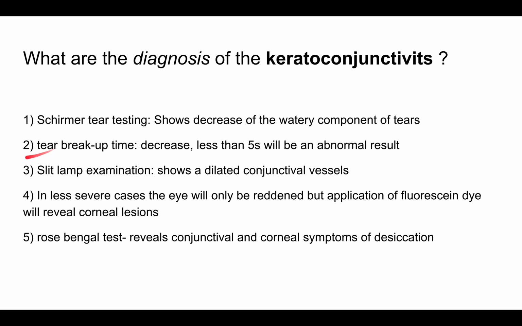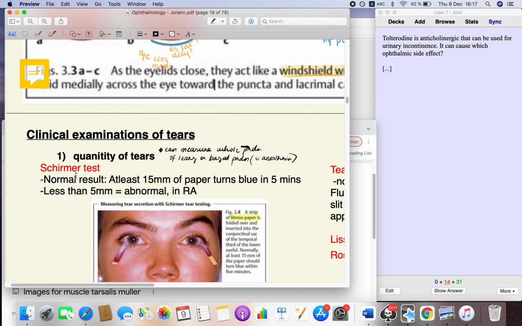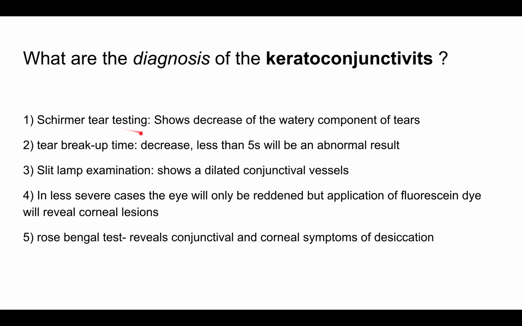The first test is more of a quantity test. On the lower part of the conjunctiva you put a paper, and you keep this for approximately 5 minutes, and then you look for the amount of water that is going to be in the eyelids. So it should be approximately 15 millimeters, if I'm not mistaken. Should double check that. Less than 5 millimeters would suggest rheumatoid arthritis.